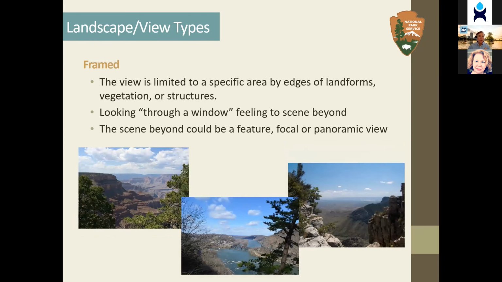So a framed view or a framed landscape, these are a little bit self-explanatory. It's kind of like looking through a window, but there are some boundaries on it. There's some kind of constriction or framing mechanism that keeps your view focused in a particular area. There can be a different landscape type beyond there. You could be looking out at a feature through a framed view.